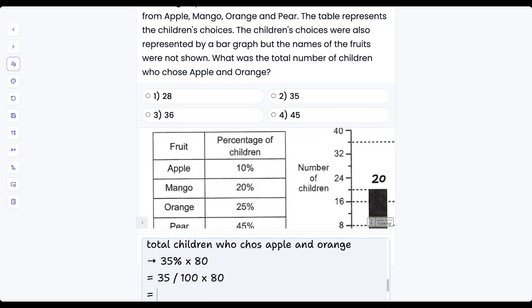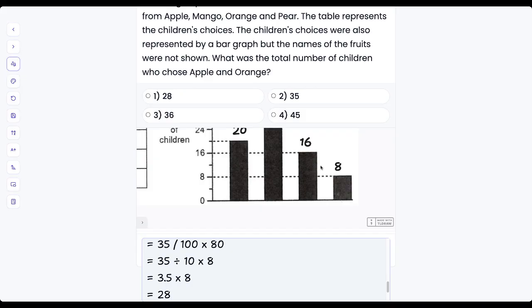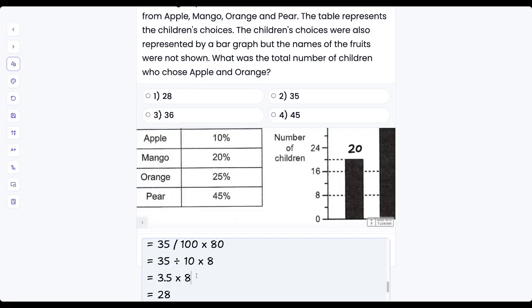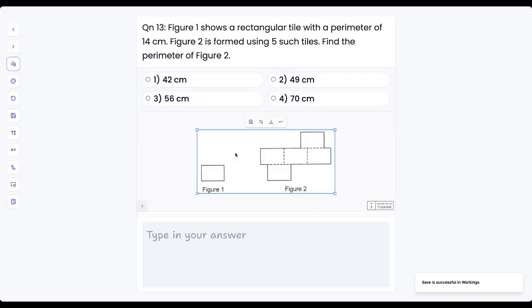Okay, and it's basically just 35 divided by 10 times 8. In this case, 35 over 10 is 3.5 times 8, which is equal to, so 8 times 5 is 40, and 3 times 8 is 24, so 28. There you go. So that's the answer, 28. The answer is option number 1. Okay, let's move on to the next question.